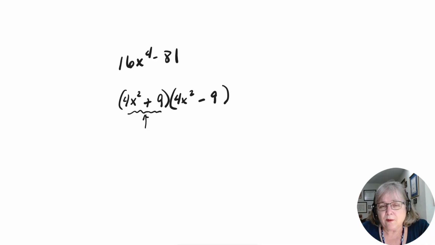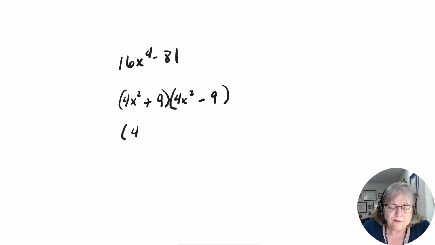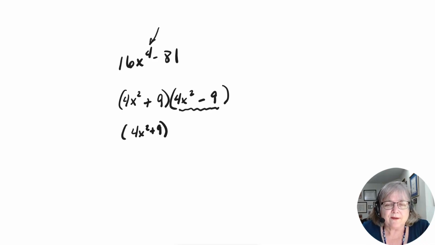4x squared is still a square. 9 is a square. But this is the sum of two squares, so this factor does not factor any further. However, this one right here is the difference of two squares again. So a lot of times when you see this x to the fourth, they'll factor twice. All right, not always, okay? It just sort of depends.